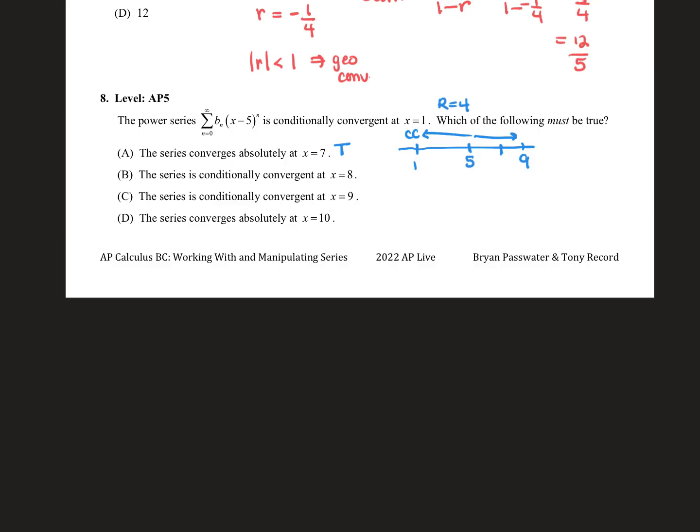Let's check the rest. So is it conditionally convergent at 8? Well, 8 is still before the endpoint, so it's not going to be conditional. It's going to be absolute there, so this is false. It is conditionally convergent at 9. This we're unsure. It could converge conditionally. It could converge absolutely. We're not sure. The series converges absolutely at x equals 10. That is past the radius of convergence, so that's false. So only A is true.